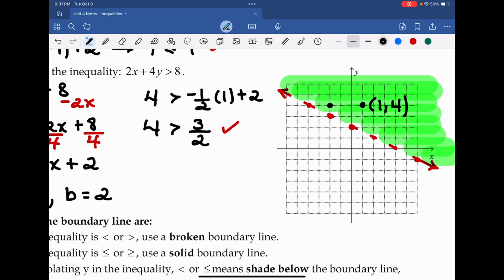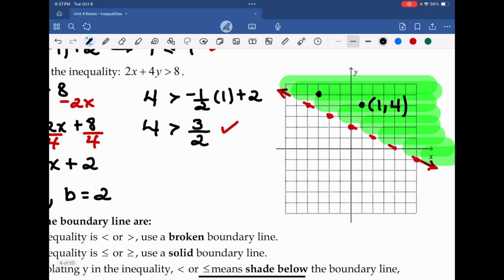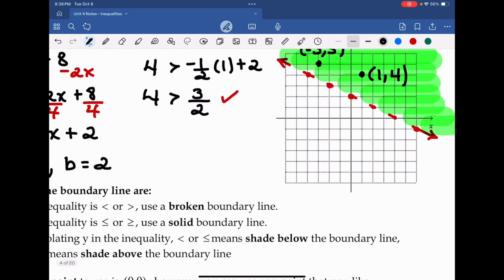Or actually, that might be boring because we're using the same y value. Maybe we use something like this one over here. So this is at 1, 2, 3, 4, 5 in terms of y. And then in terms of x, it is at 1, 2, 3 and negative. So we're going to write this as negative 3 and 5 as the point. Let's just see if it satisfies this.